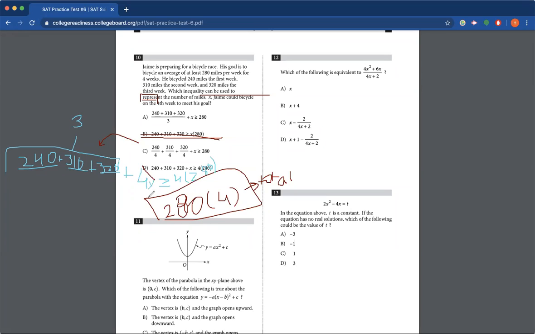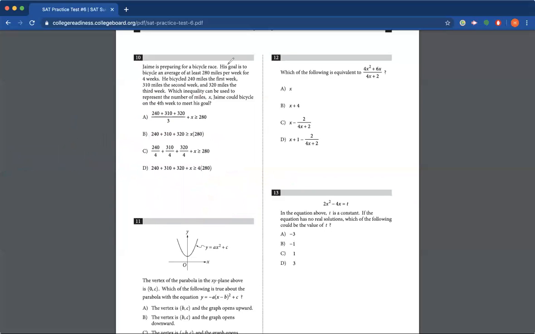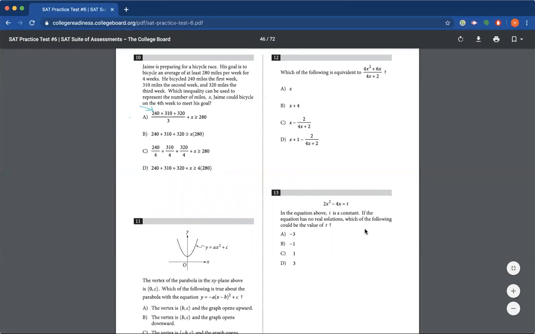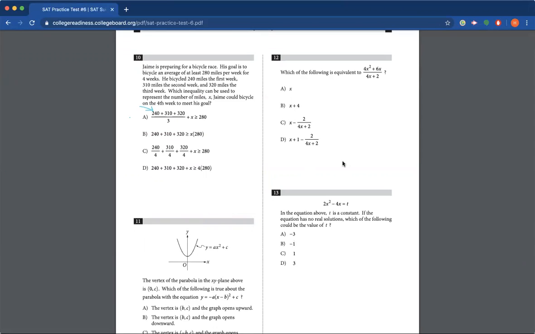So a way to do this is to make it as simple as possible. So the answer for this one is going to be D. C is incorrect, and A is also incorrect, because if you do the same multiplication technique for this one, we're going to see it's 240 plus 310 plus 320 plus 3x, which again is not what we want. We don't want that because that doesn't really make sense. So the answer is D for this one.